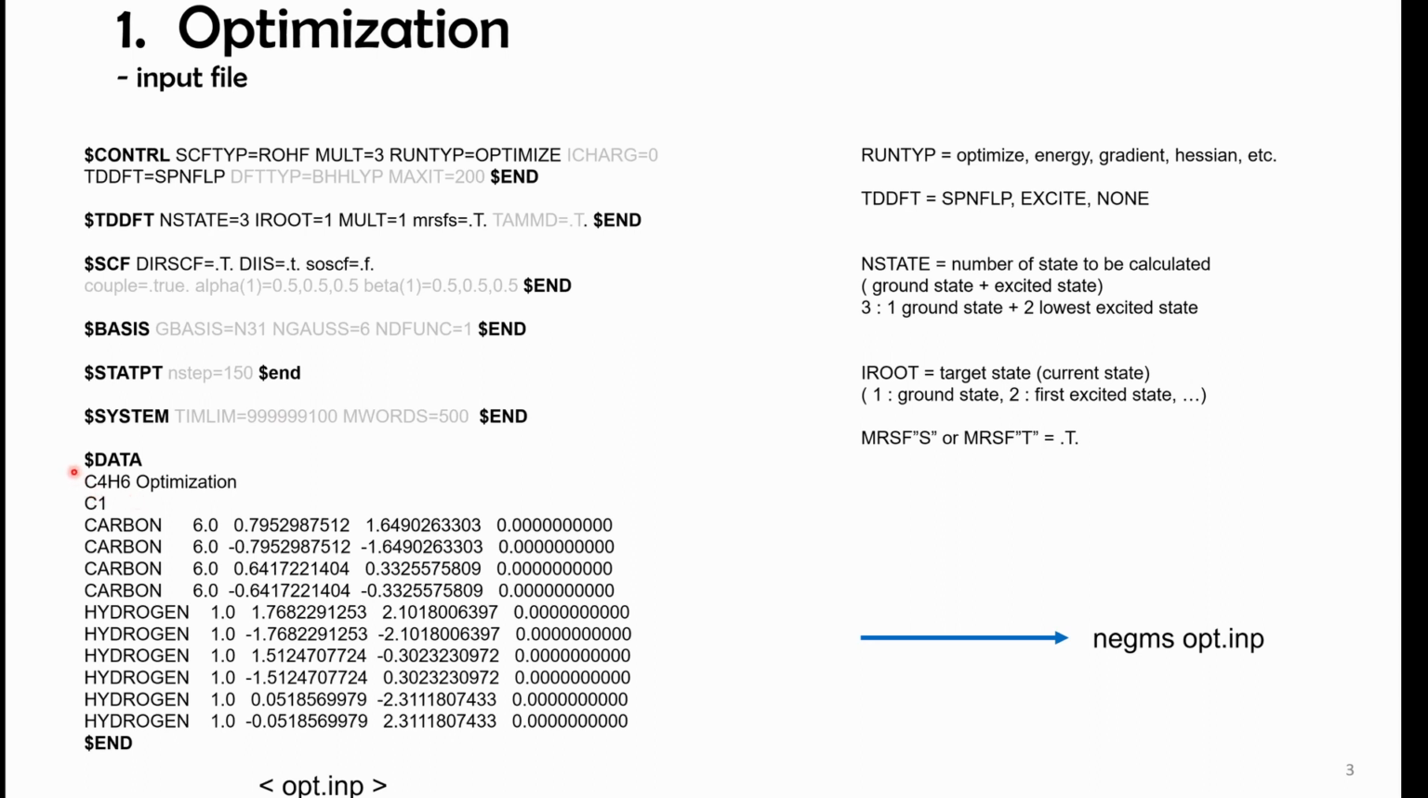Okay, and here this first line is a comment line, and here you can define the point group, and we put the Cartesian coordinates. Here I use butadiene for this test presentation. And after making this input file as optimization.inp, we use the NEGMS script for submitting jobs. You simply type NEGMS and your input file, that's all.